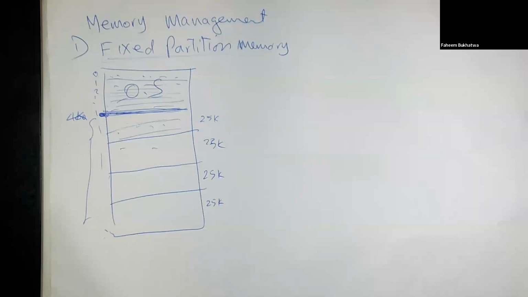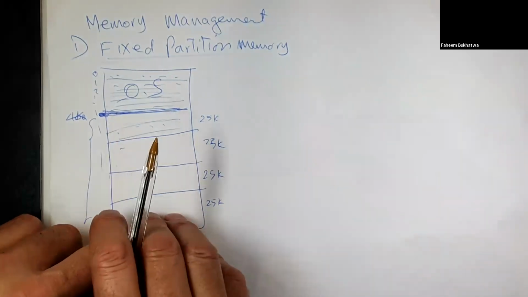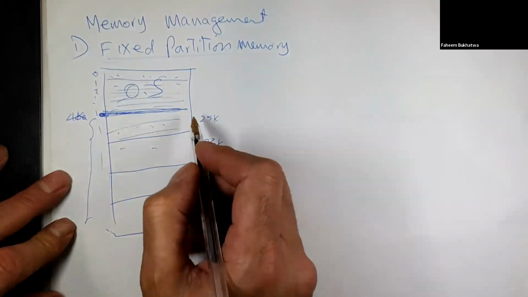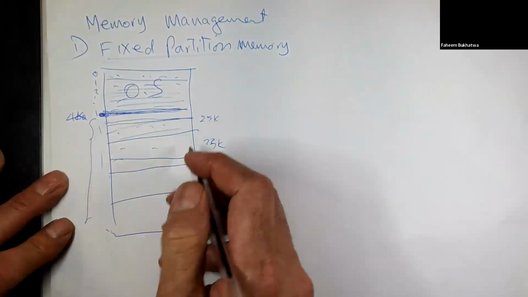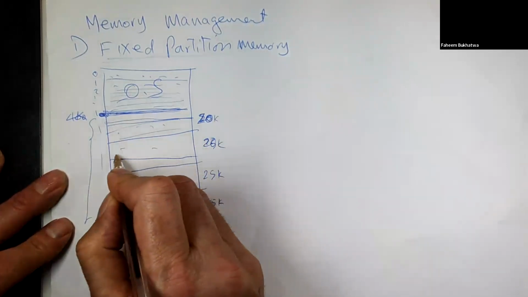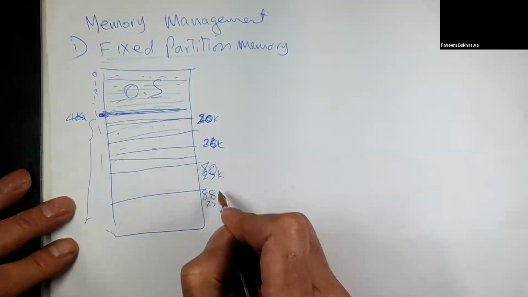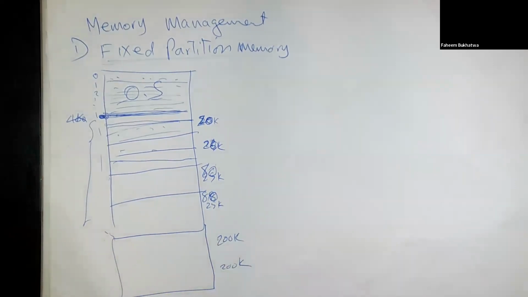Now, if we have a big program that wants to run that's size 35, we will not be able to fit it into memory. So what they did, they left some parts that are much bigger and some parts that are much smaller, so we can accommodate large programs and small programs. For example, we say we'll have 20K memory, another part that's 20K, and then maybe 80K, and then maybe here we have 200K. So we split memory into different blocks. Some of them are small and some of them are large.